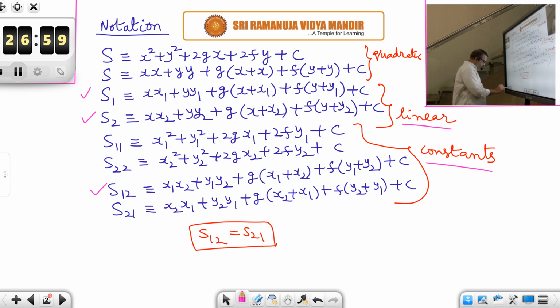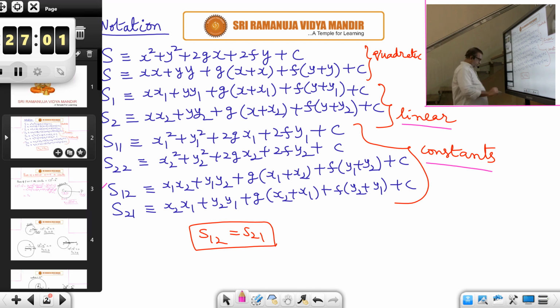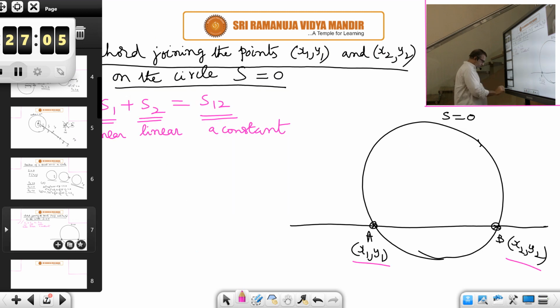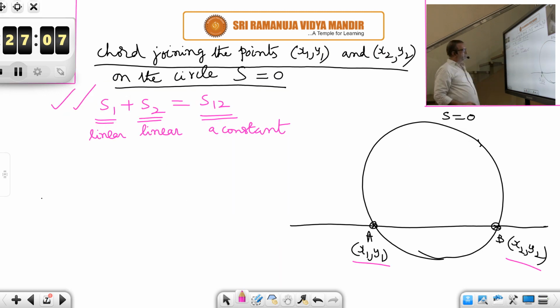Now I will show, go to our page. Our page is here. Okay. This is our page. So you agree that it is a linear equation, so it is a straight line. Now I will substitute x1, y1 in this equation. In S1, if you substitute x1, y1, you will get S11.